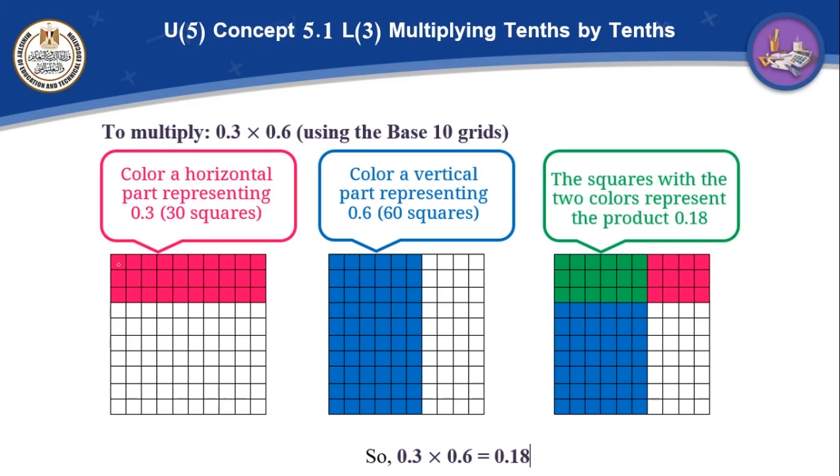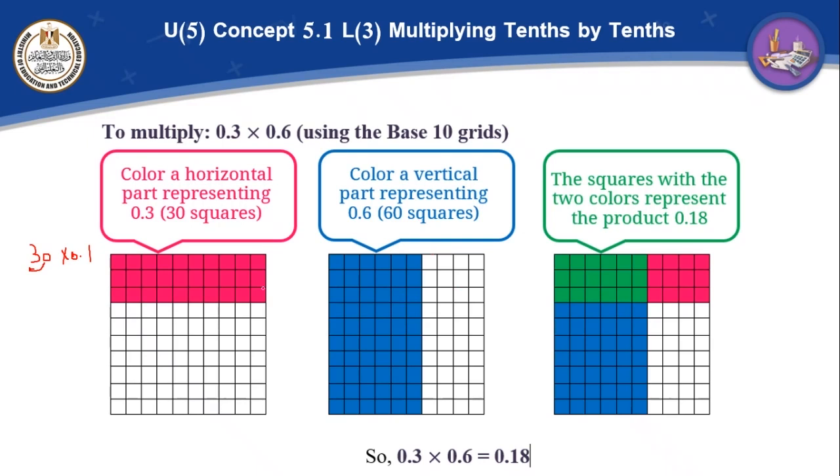Look, 1 tenth, 1 tenth, 1 tenth, so 3 tenths, another 3 tenths, another 3 tenths, and so on. If we count these small squares, we get 30 squares. 30 squares of what? This means 30 times 0.1, because each square has a value of 0.1. So 30 times 0.1, the decimal point after one digit, gives you 0.3. Here, the colored vertical part represents 60 squares or 0.6.